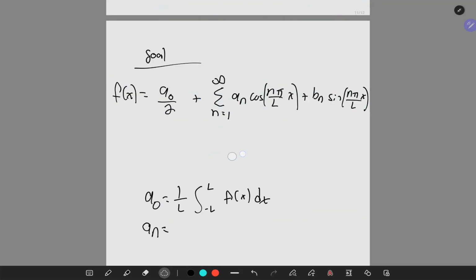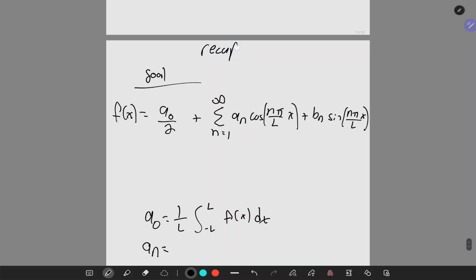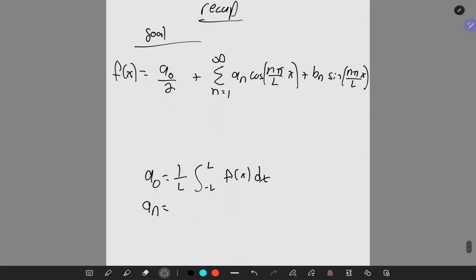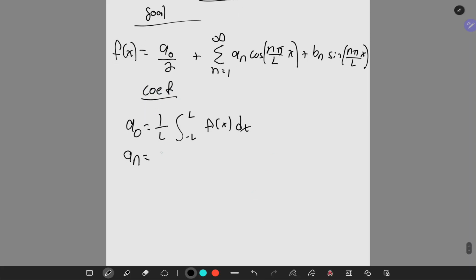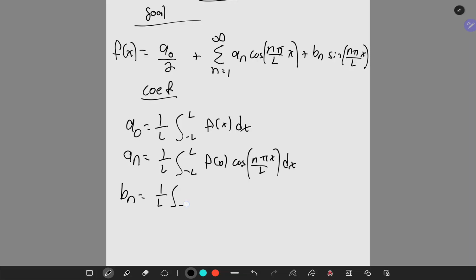So for a recap, we have our goal and then our coefficients. Now that we have them solved, a sub n would be 1 over L integral from negative L to L of f of x cosine of n pi x over L dx. Our b sub n was 1 over L integral from negative L to L of f of x sine of n pi x over L dx.